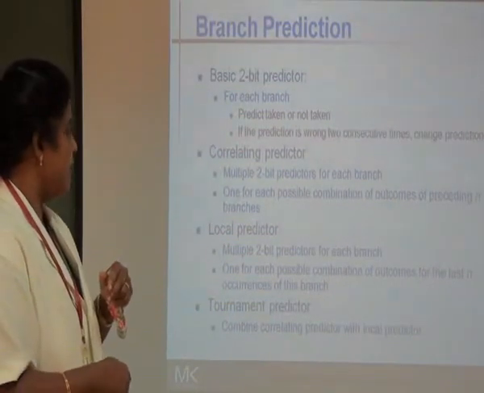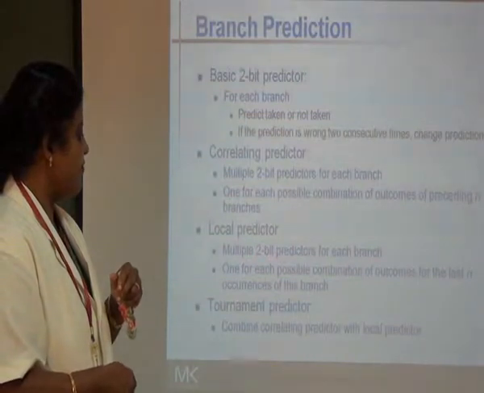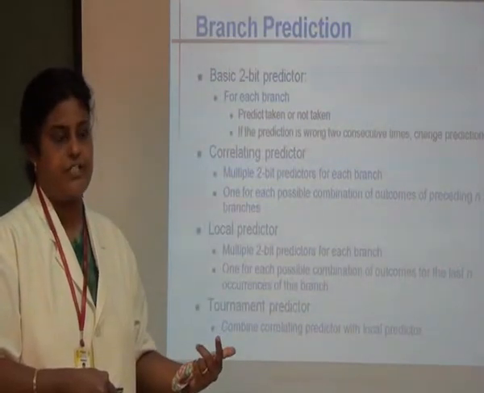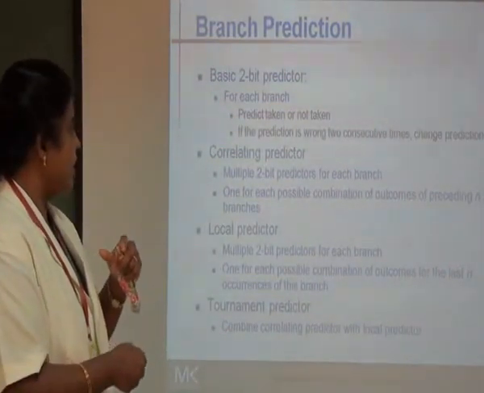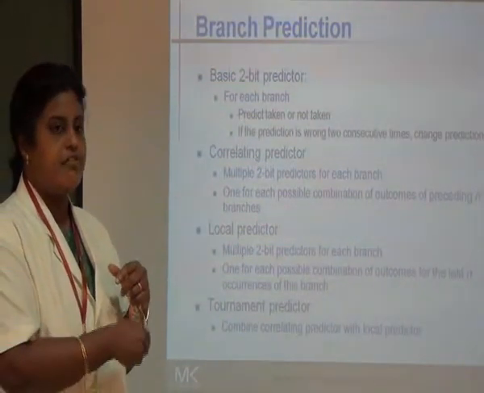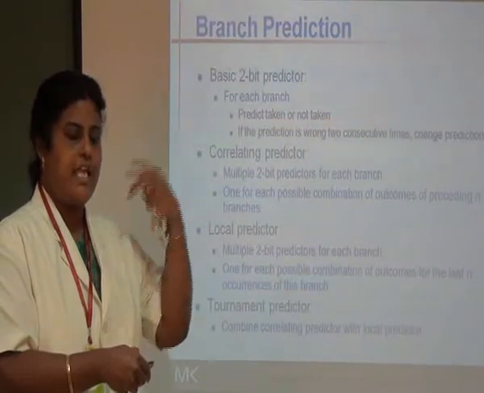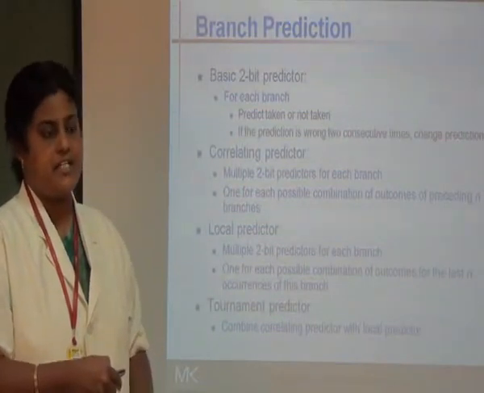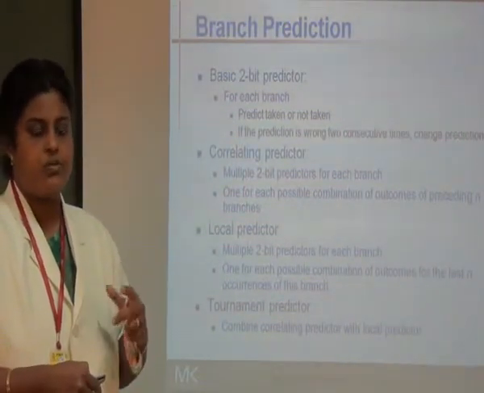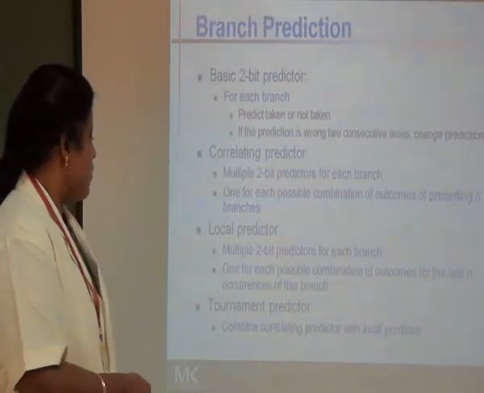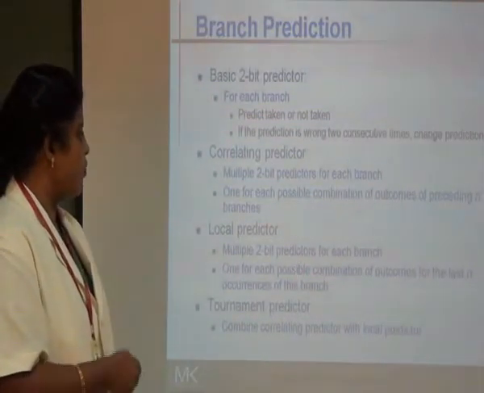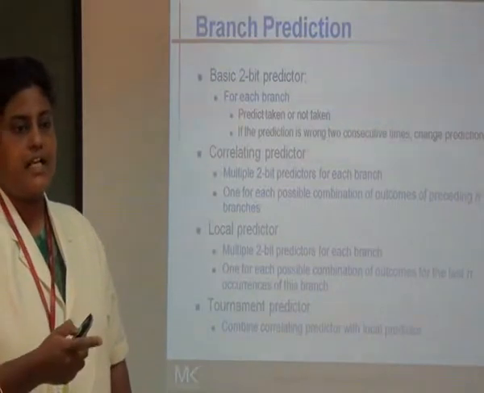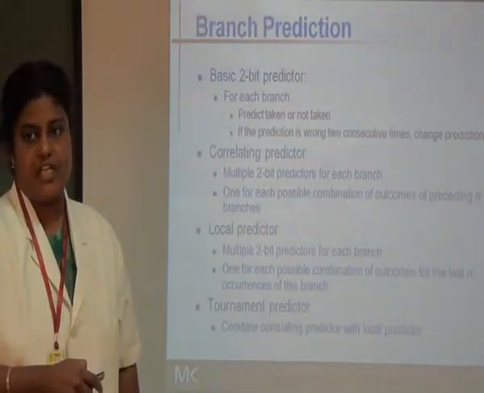In the case of the local predictor, here also we have 2-bit predictors for each branch, but we have to consider the last n occurrences of the branch. That is the difference between the correlating predictor and the local predictor. In the correlating predictor, we consider the preceding n branches; in the local predictor, we consider the last n occurrences of this branch. Both use only two predictor bits. A tournament predictor is a combination of both the correlating predictor and the local predictor, making use of the preceding conditions as well as the last occurrences of the branch.